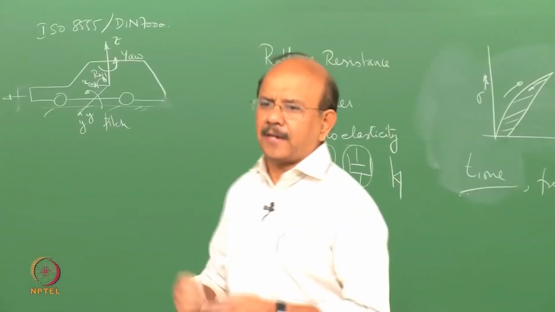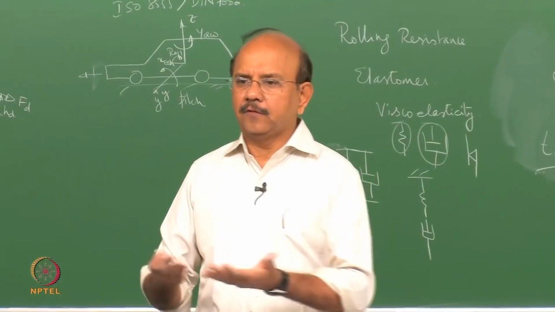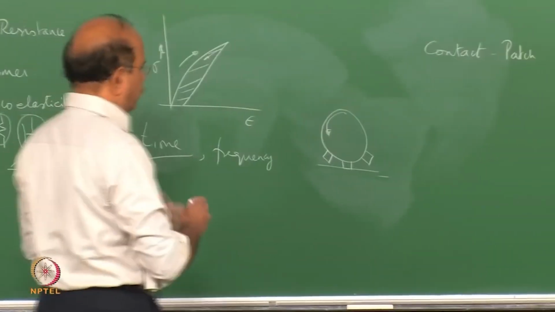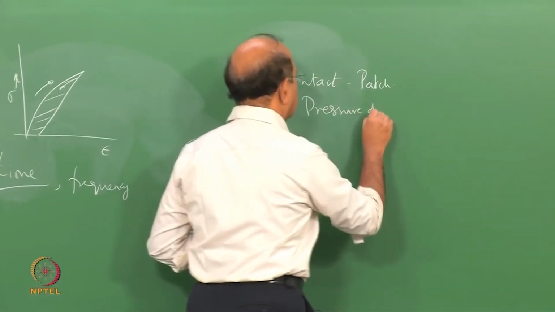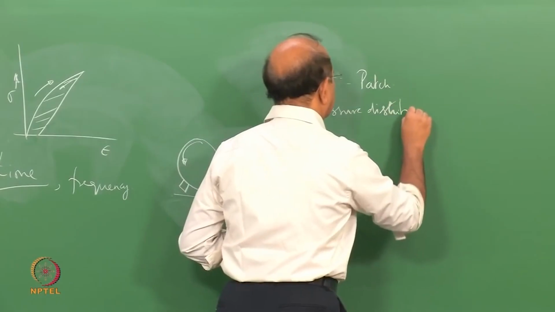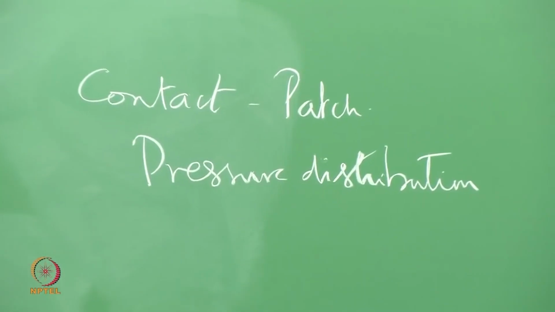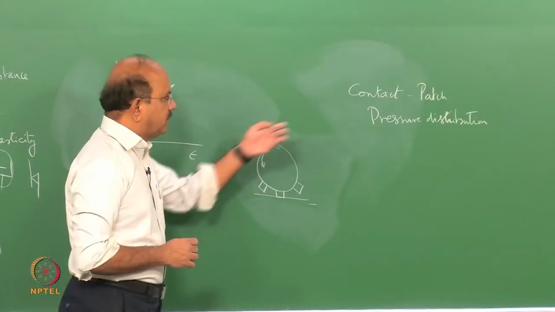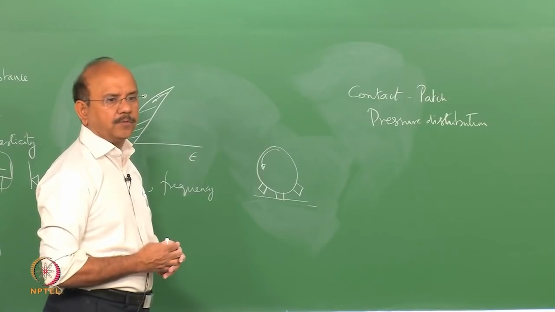What is a contact patch? A patch that is formed obviously by contact of the tire with the road. In other words, more precisely, it is the pressure distribution at the contact. So, we will see the 3-dimensional pressure distribution later, or rather 2-dimensional pressure distribution later.